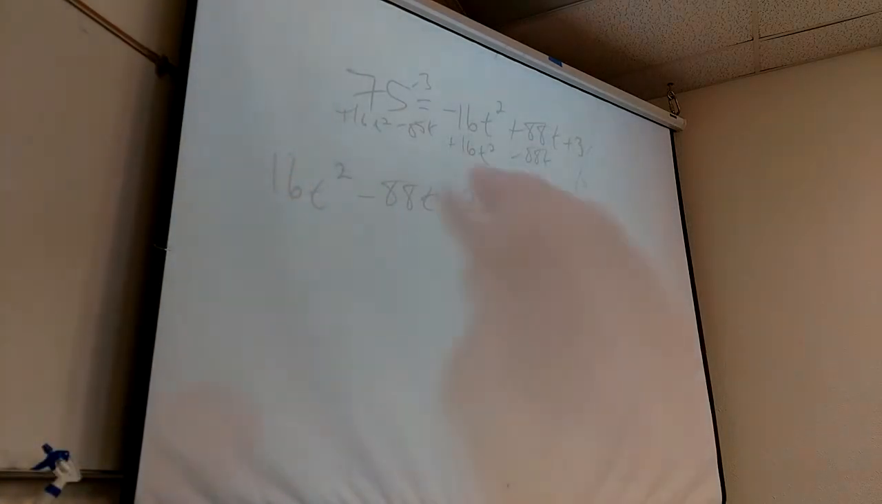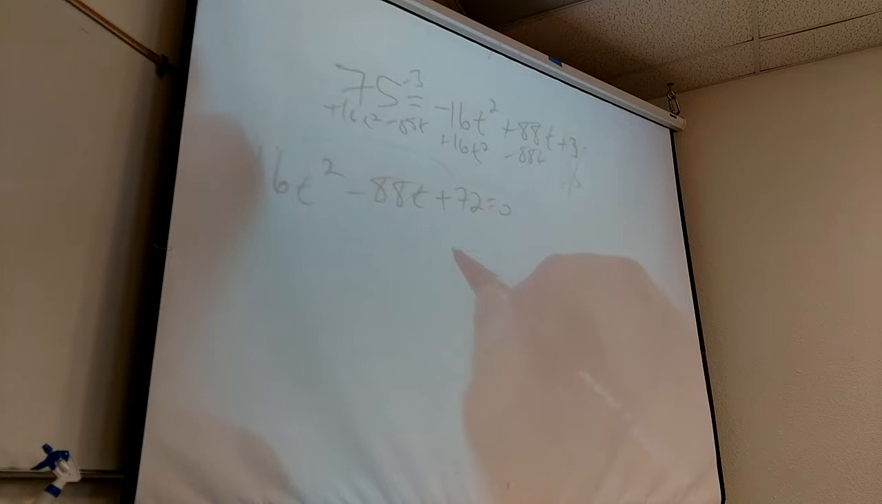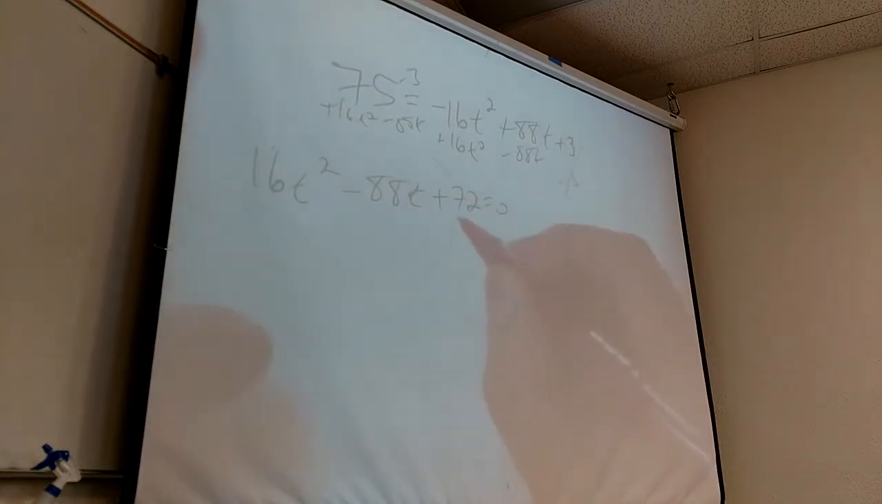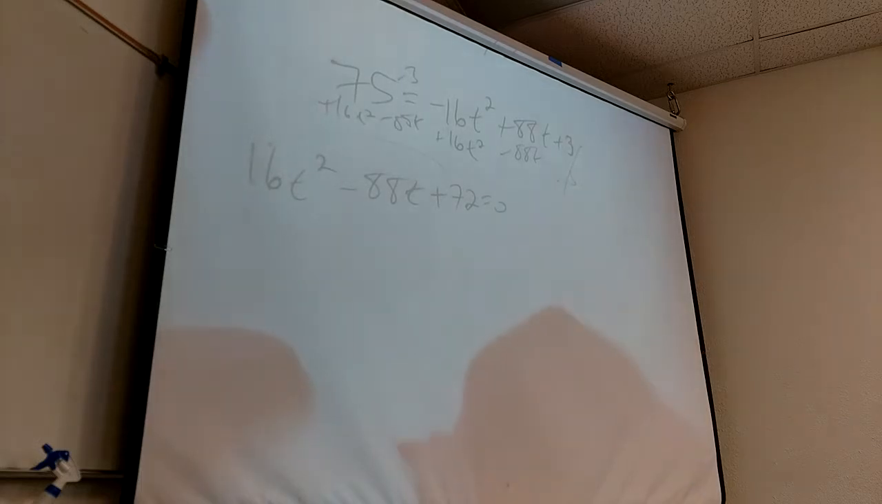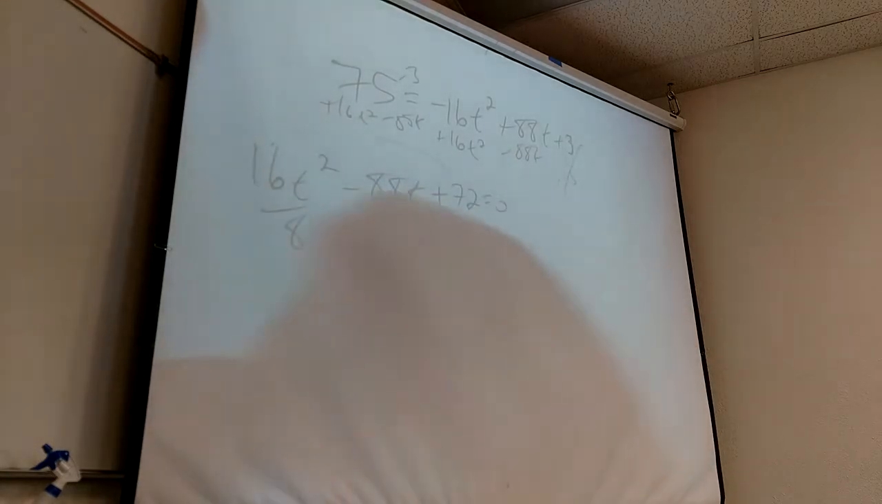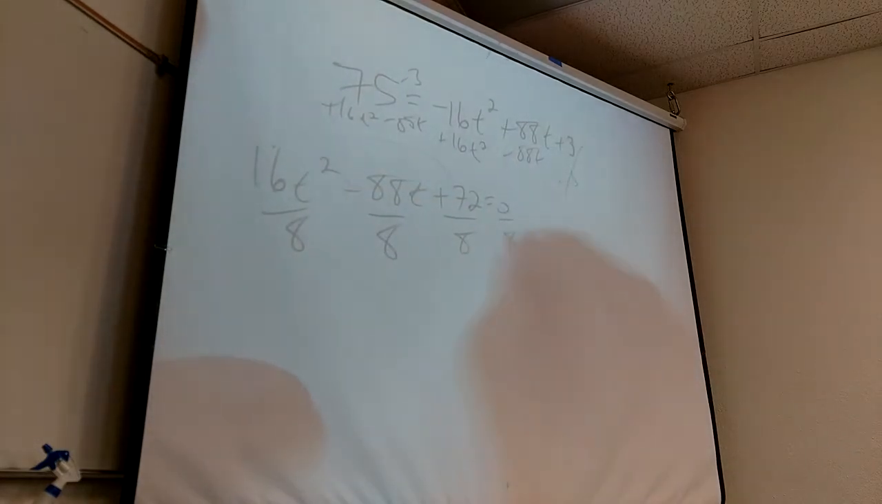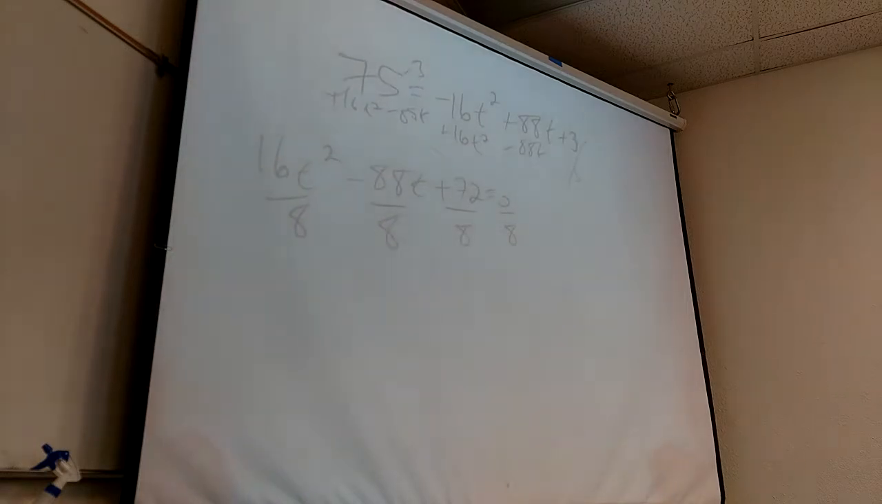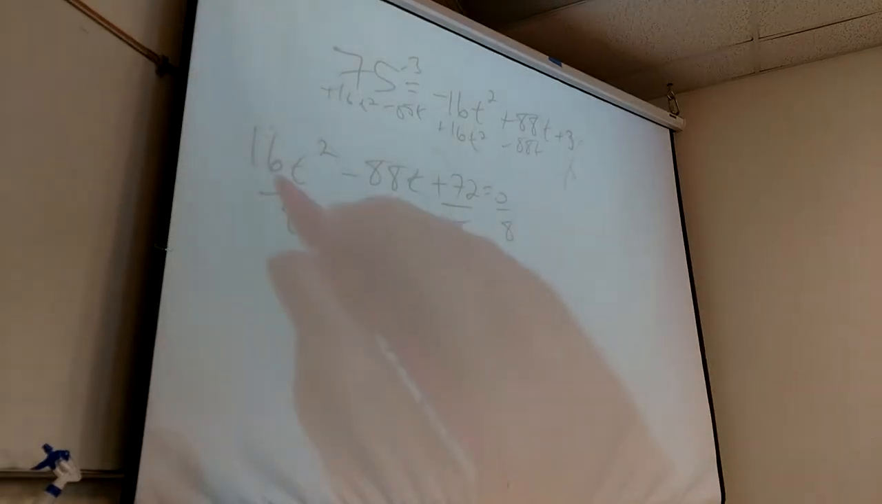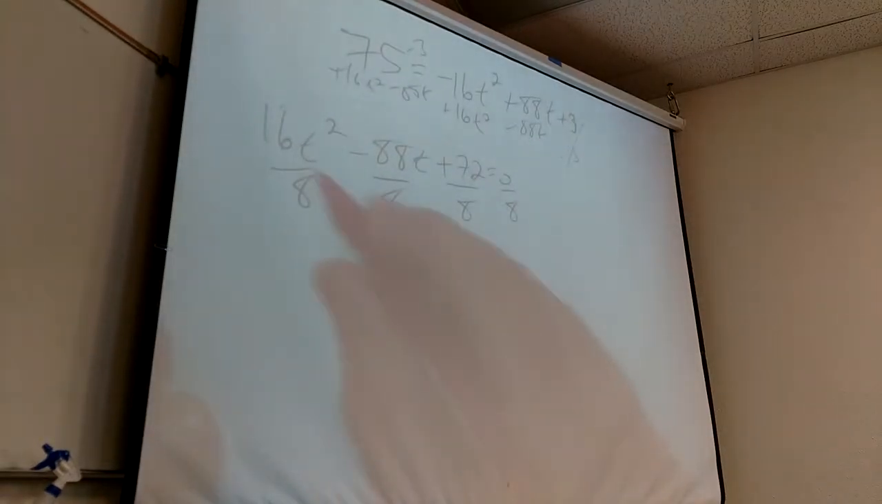So if I take an 8 out, now watch. I could take an 8 out, but don't I have an equation? Can't I just divide everything by 8? I don't have to carry that 8 around with me, because I have an equation. I can divide both sides by anything except 0. So what do I get here? Careful. 2t squared.